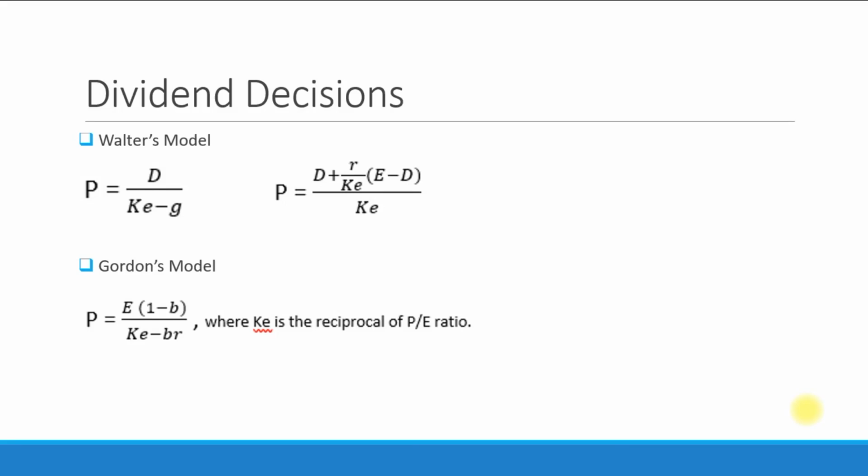Dividend decisions. Dividend decisions cover the relevance of dividends and determinants of a dividend policy. So that will be covered in this section. We'll be going through a little detail on Walter's model and Gordon's model. Both of these models support the relationship which exists between capital structure and value of the firm. So let us go through it.